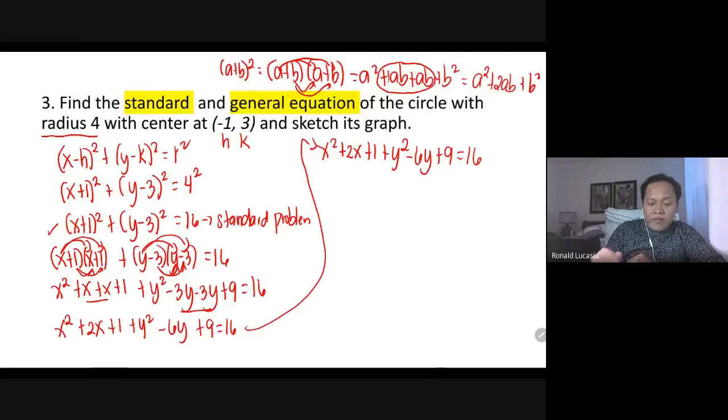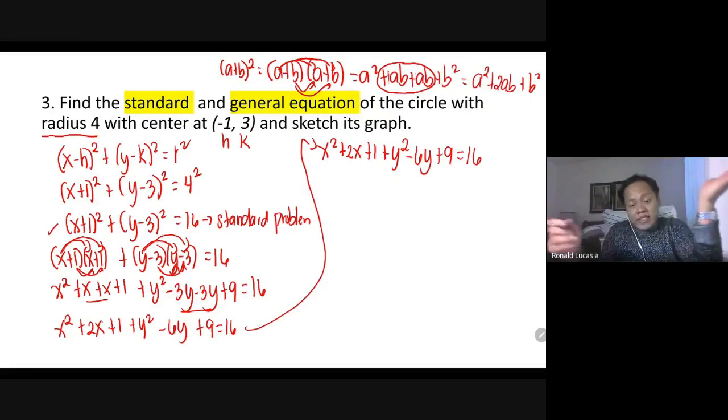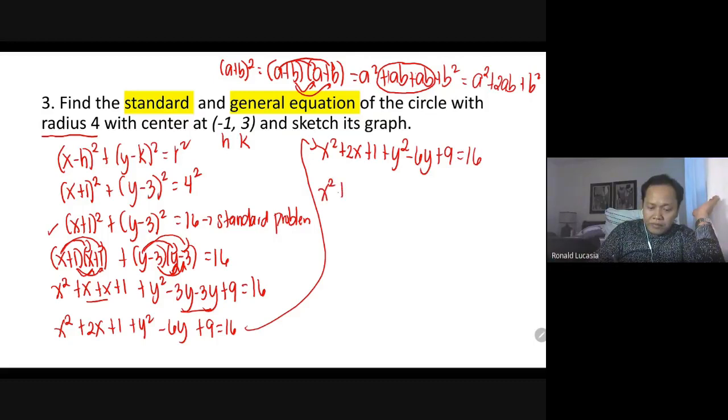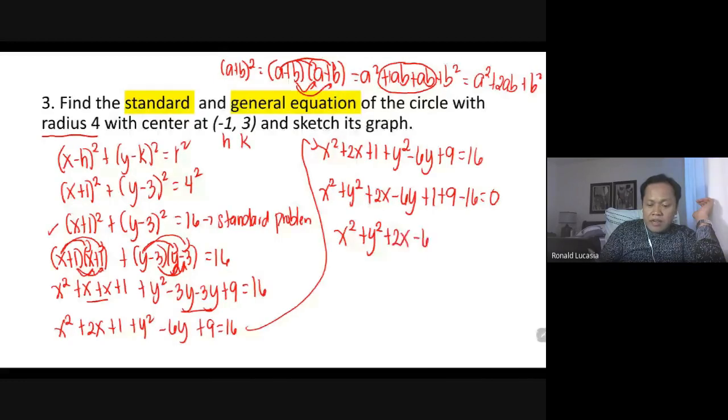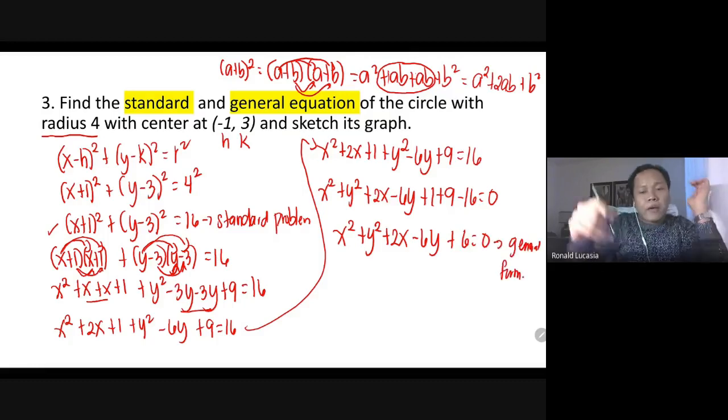Remember the form we have, it should be equal to 0. So there's no other term to the right side aside from 0. So I'll have to transpose everything to the left side. Rearranging the term, that will give us x squared plus y squared plus 2x minus 6y plus 1 plus 9 minus 16 equals 0. The final answer will be x squared plus y squared plus 2x minus 6y plus 6 equals 0. This is the general form. Question.